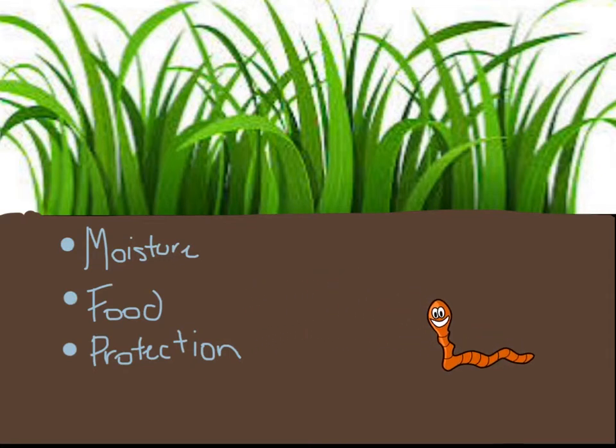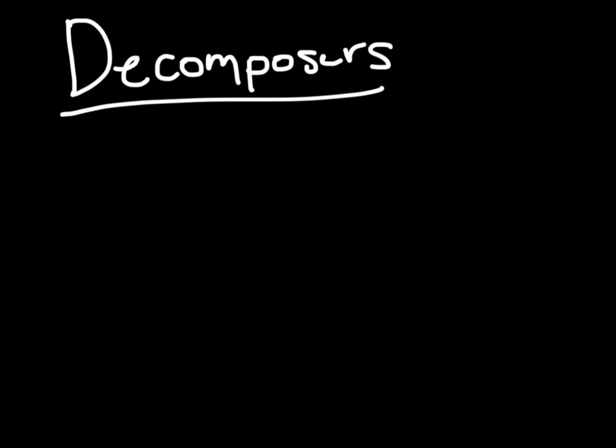The third and last reason is for protection. Earthworms live in the soil because they can protect themselves from predators such as birds. There are tiny holes inside the soil for the earthworms to breathe and get a little bit of sunshine. Earthworms are very important to ecology because they are decomposers, which means that they return nutrients back into the soil.